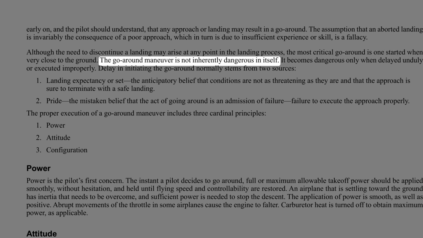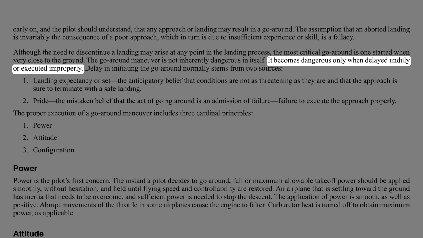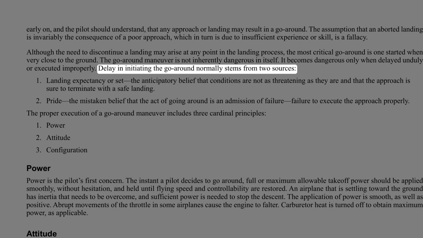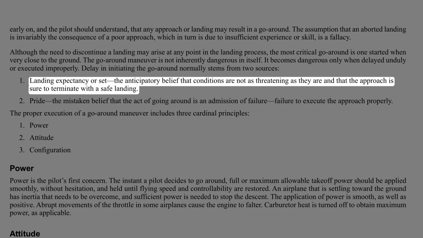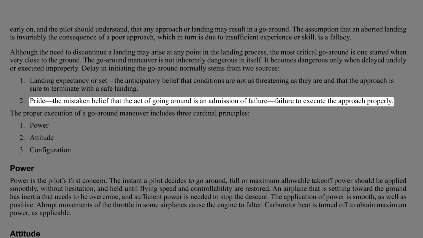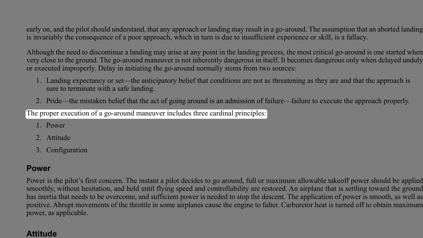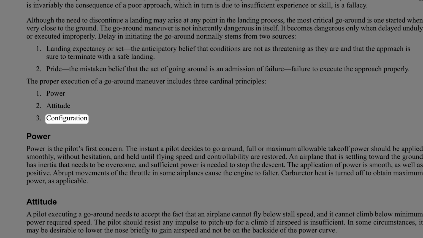The go-around maneuver is not inherently dangerous in itself. It becomes dangerous only when delayed unduly or executed improperly. Delay in initiating the go-around normally stems from two sources: landing expectancy or set, the anticipatory belief that conditions are not as threatening as they are and that the approach is sure to terminate with a safe landing; and pride, the mistaken belief that the act of going around is an admission of failure to execute the approach properly. The proper execution of a go-around maneuver includes three cardinal principles: power, attitude, configuration.